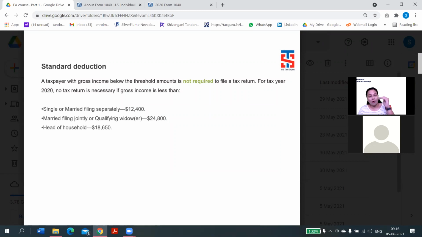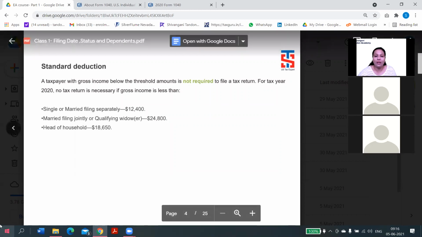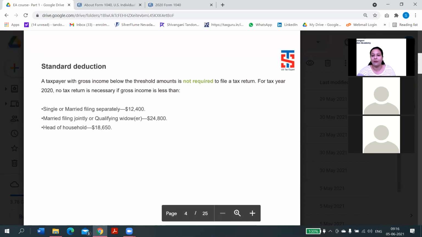So if your gross income is less than these amounts, you should not be filing your tax return. IRS says no need to file the return. Next year you can just file the return when your income is higher than the standard deduction. But you may also file an election or an information form where you tell the IRS why you are not filing the return for the current year. Just inform them: since my income is less than the standard deduction amount, I am not filing the return.